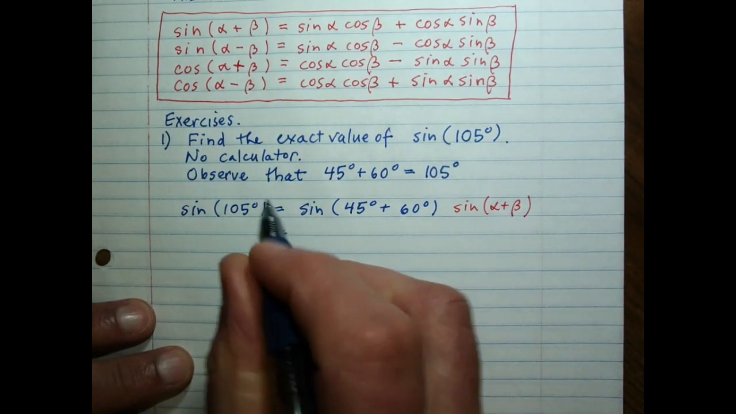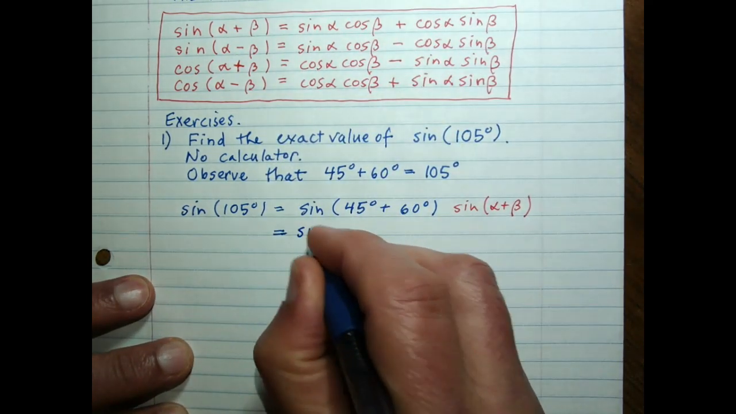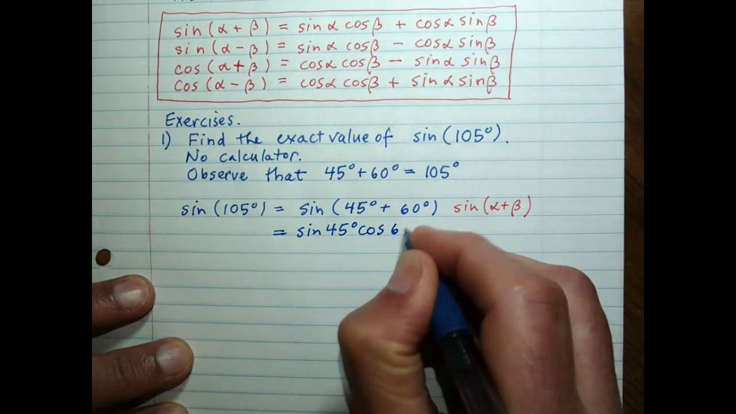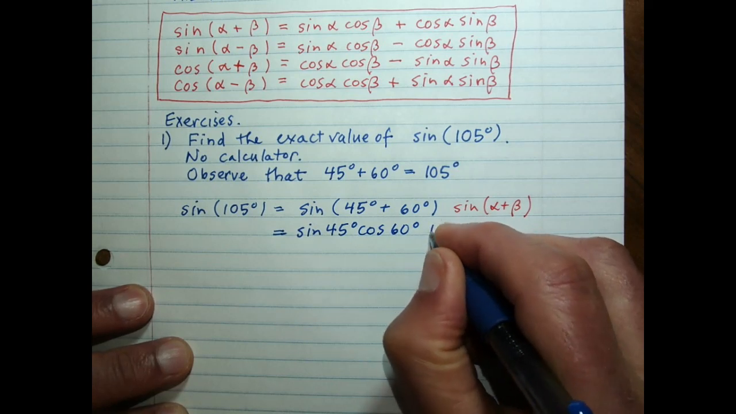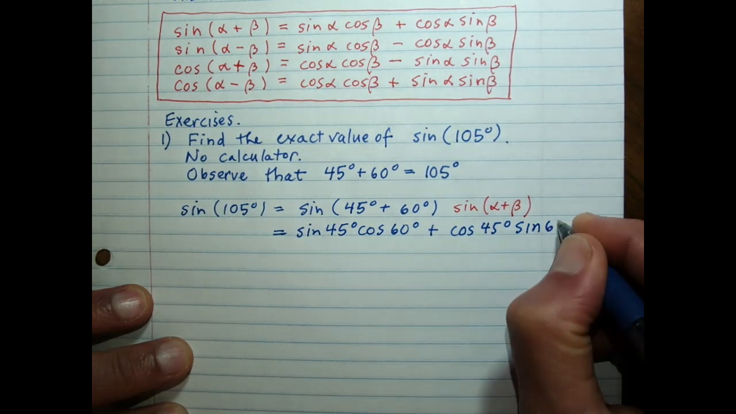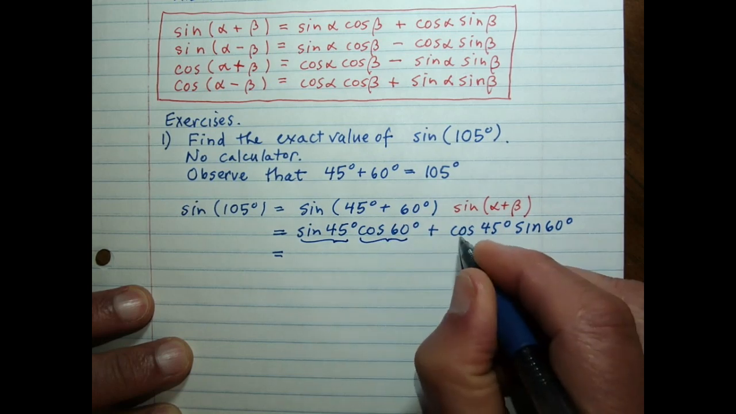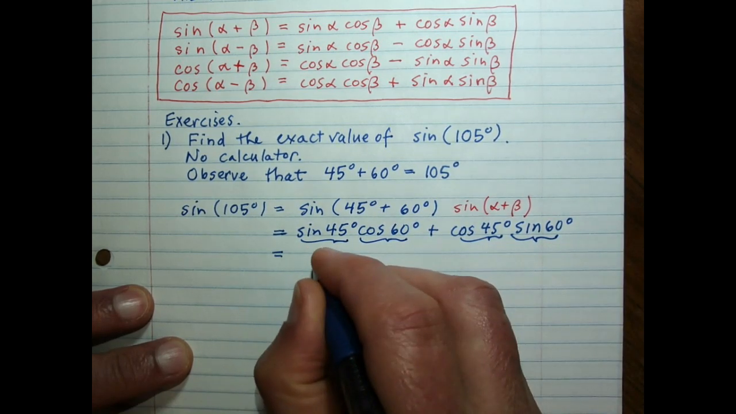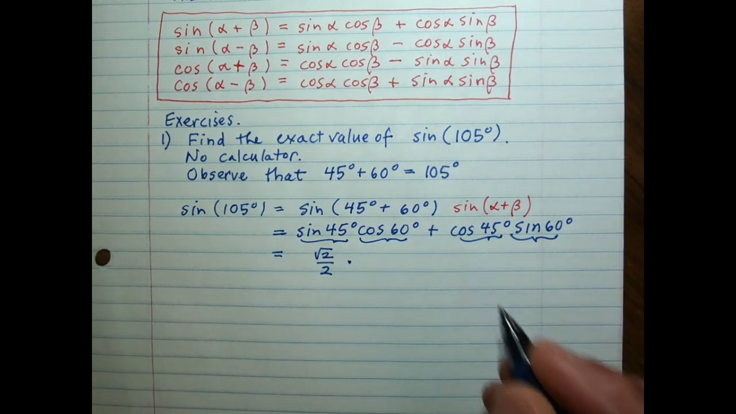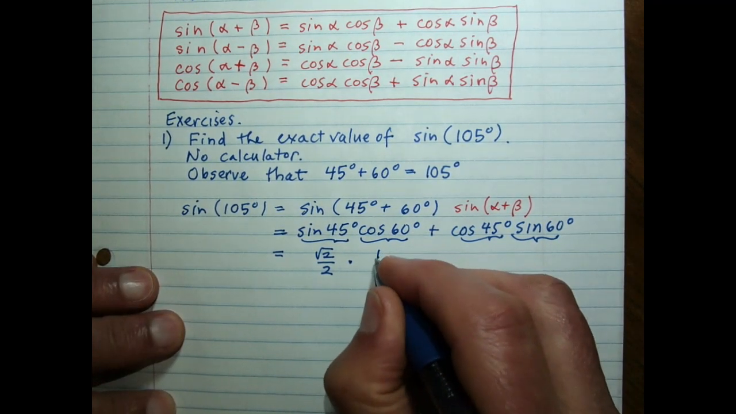So now I refer up to the identity, and I'm just going to plug into the right-hand side. It's sine of 45 degrees, cosine of 60 degrees, plus cosine of 45 degrees, sine of 60 degrees. And I now have four separate trig function values that I have memorized. Sine of 45 degrees we know is square root of 2 over 2. Cosine of 60 degrees is 1/2.